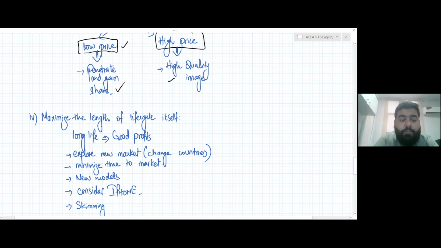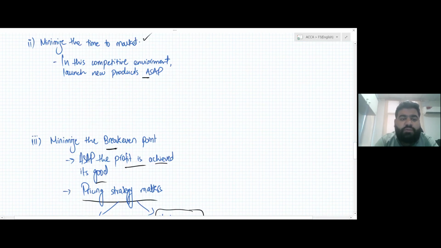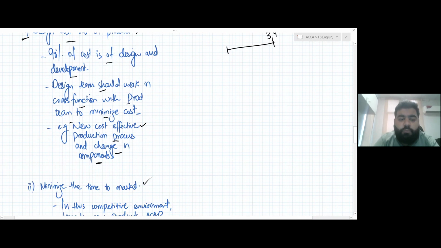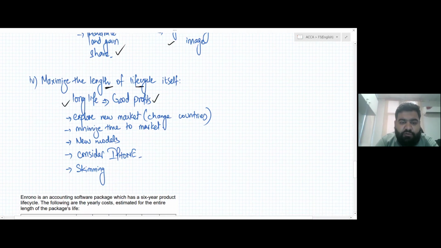After that, maximize the length of the life cycle itself. As we have said about the life cycle, everyone wants the life cycle of their product to be longer, so that they can earn more and stay in the market longer. So long life means good profits. Everyone wants their product life cycle to be maximized. If you maximize the length of the life cycle itself, obviously you can maximize the return of the product. So that's the last point, maximize the length of the life cycle itself.